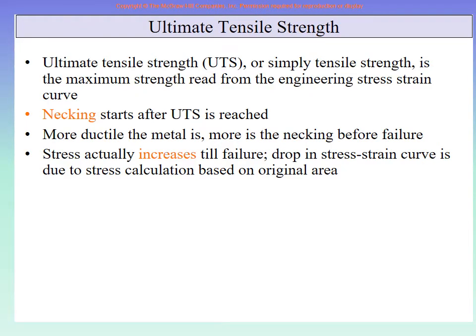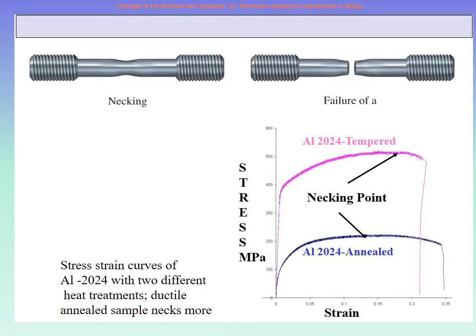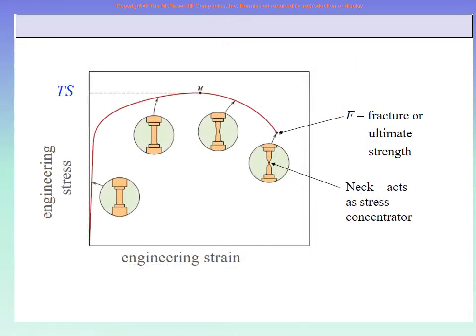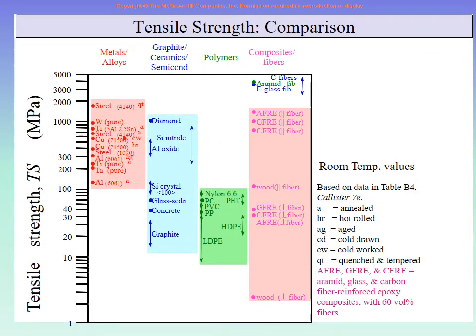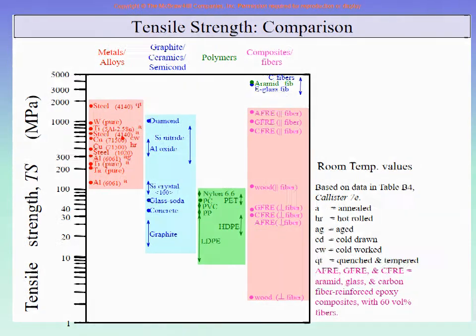Then we defined the ultimate tensile strength and talked of necking and what happens. Gave you examples of necking and failure, for an annealed material and for the same material in a tempered condition when it is higher strength. We showed you the whole change in the material as it goes through the tensile test, especially the necking after ultimate yield strength and the ultimate fracture. We compared tensile strengths of different categories of materials.